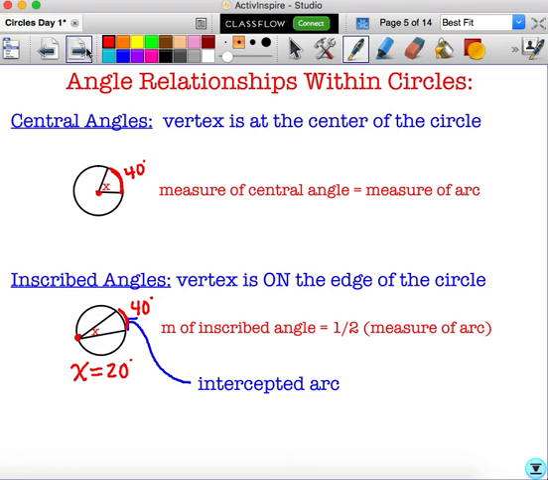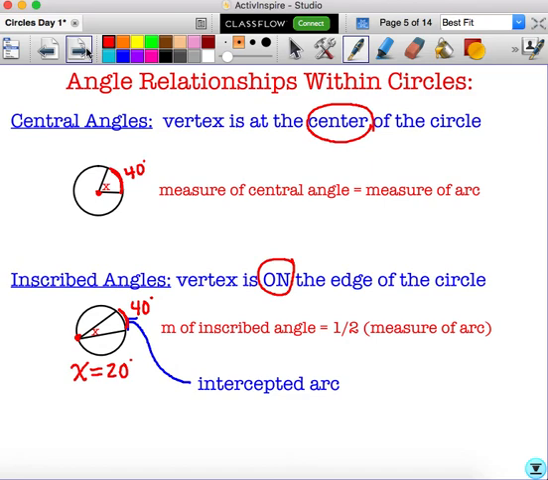So essentially, all that we're going to learn today about angles hinges on where is your vertex. So I would circle the fact that our vertex is at the center, and for this, our vertex is on the circle. That's what's going to key us off as to what to do.